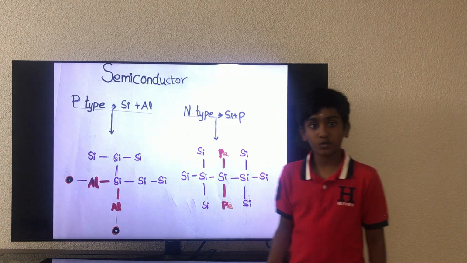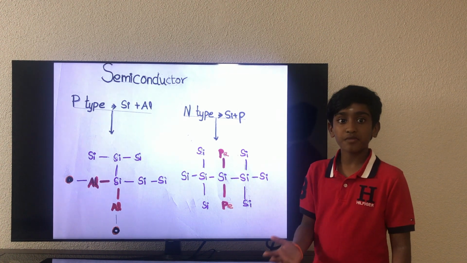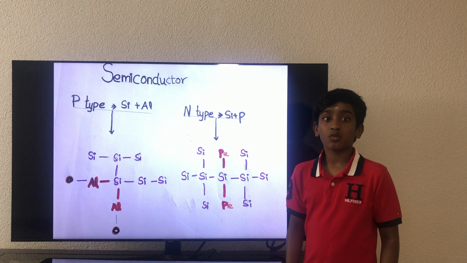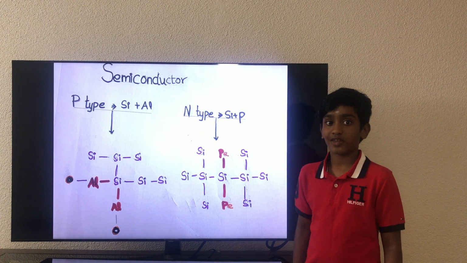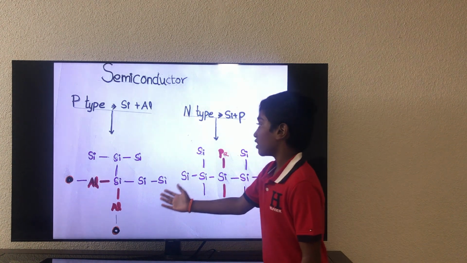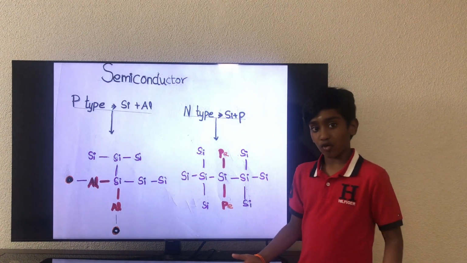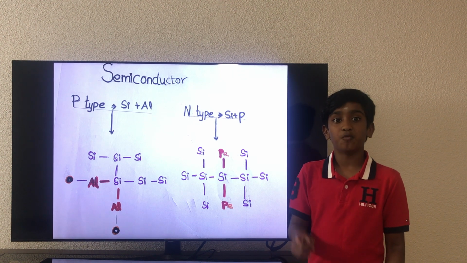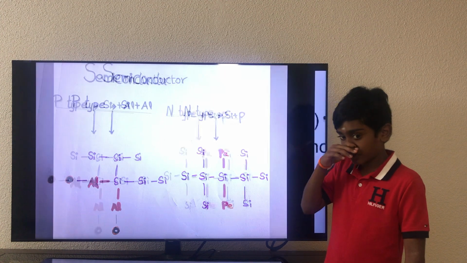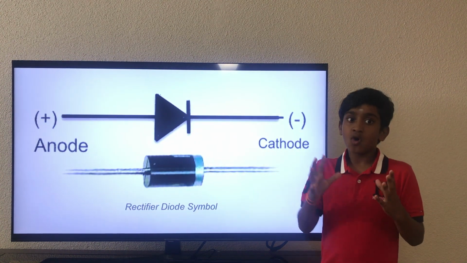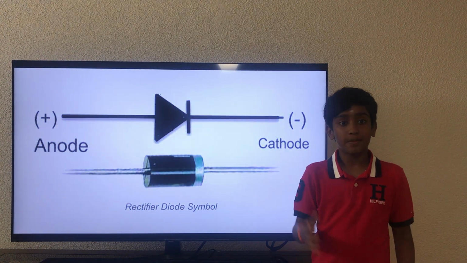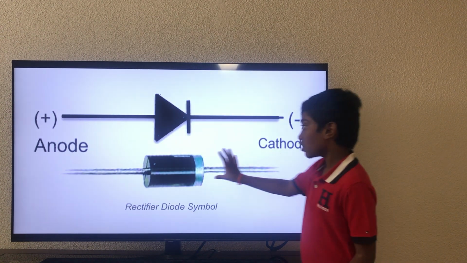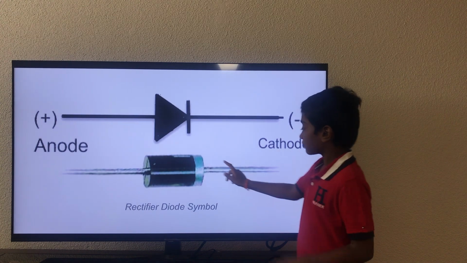What happens when you dope silicon with aluminium? Then you form the P-type. In aluminium, there are only 3 electrons in its valence shell. So when it takes the place of a silicon atom, it'll form a hole because there's a deficit of 1 electron. So what happens when you combine the P-type and the N-type? You form a diode.